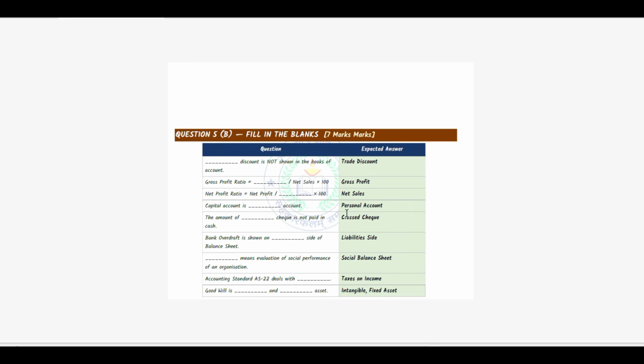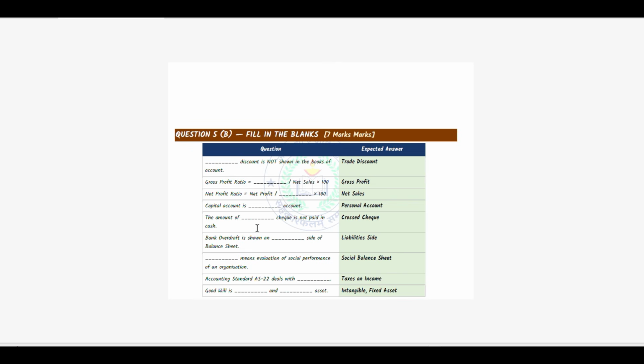Capital account is the personal account. The amount of uncleared cheque is not paid in the cash, that is cross check. Bank overdraft is shown on the liability side of the balance sheet. Evaluation of social performance of an organization is the social balance sheet.